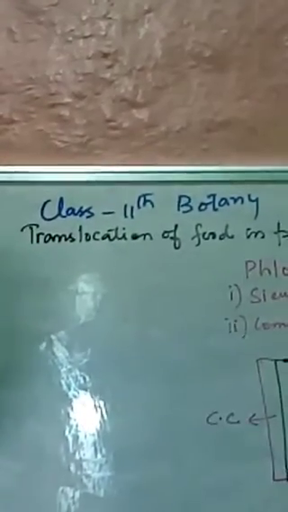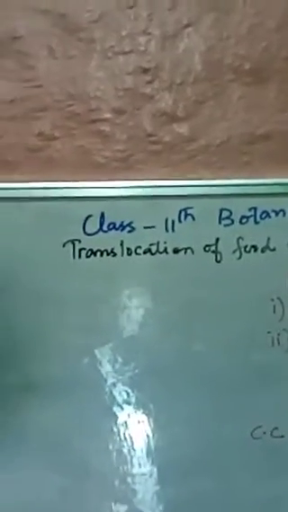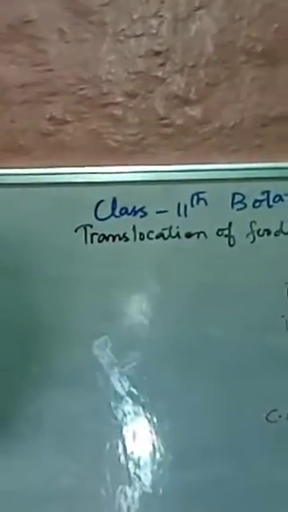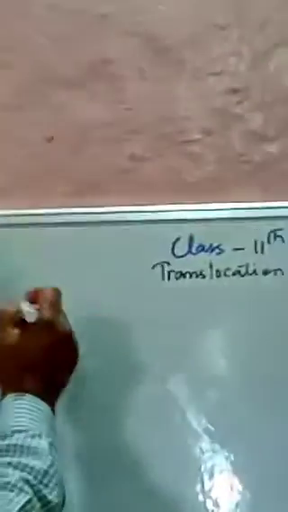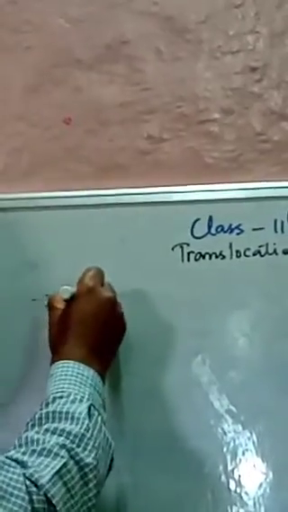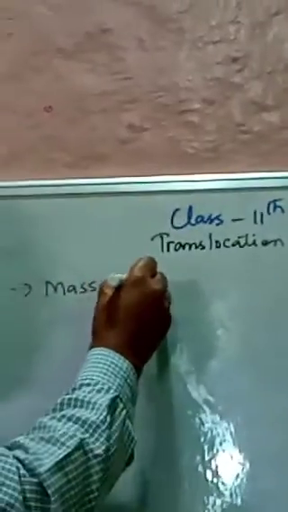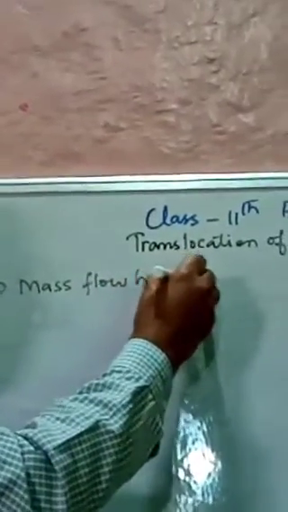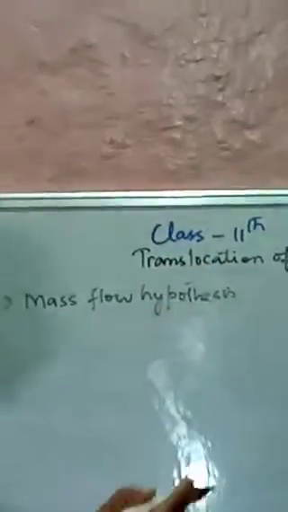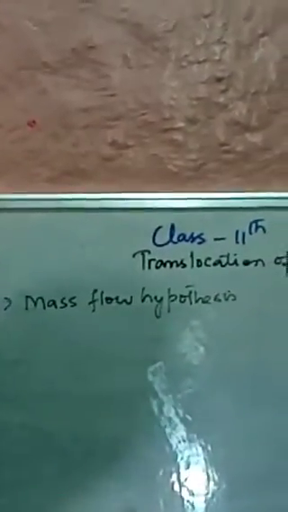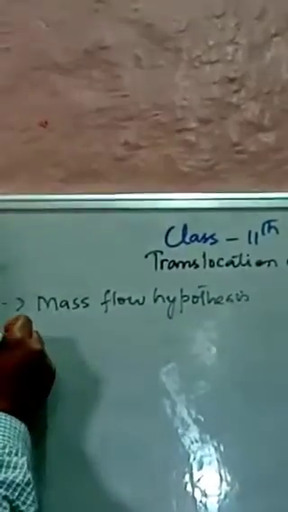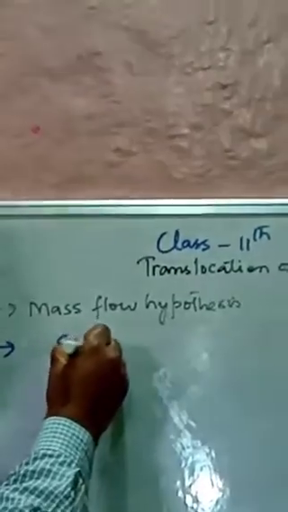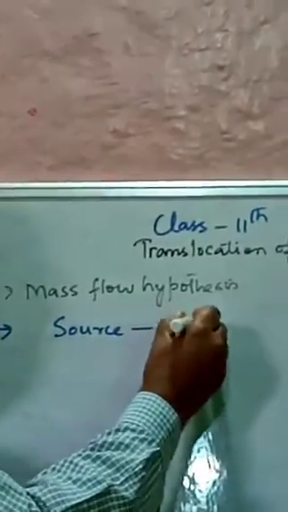Now, about this phloem and this food, we will discuss how it moves from one place to another place. We have got a hypothesis called the mass flow hypothesis, mass flow theory, by which this food moves from one place to another place. Simply we can say this food moves from source to sink.